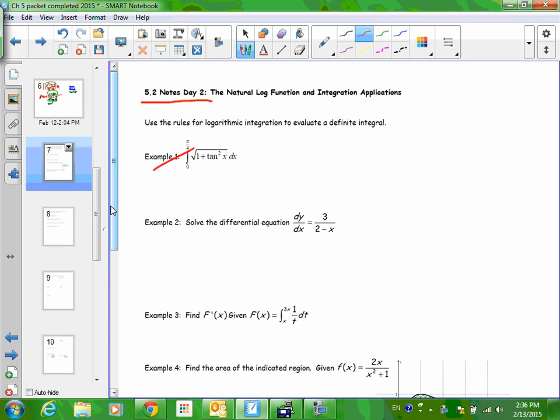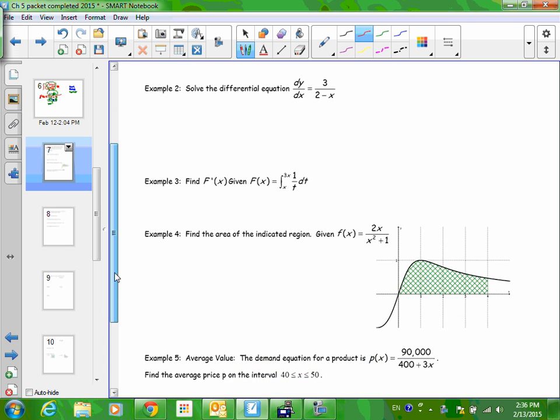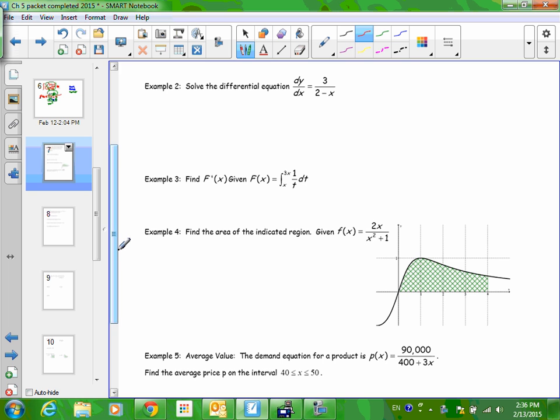Okay, we're actually going to skip example 1 because we did work on some of those integrating with bounds and all that, and there will be a couple in the lesson. So let's skip straight to example 2.